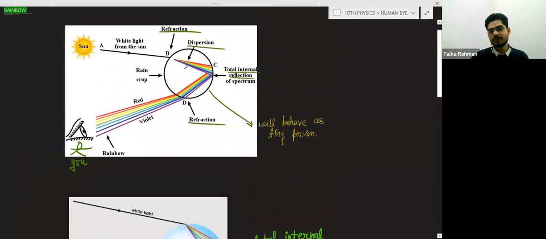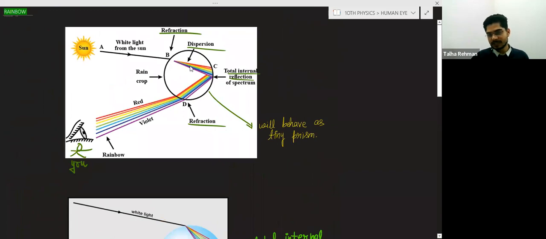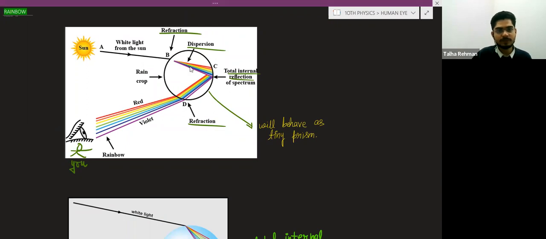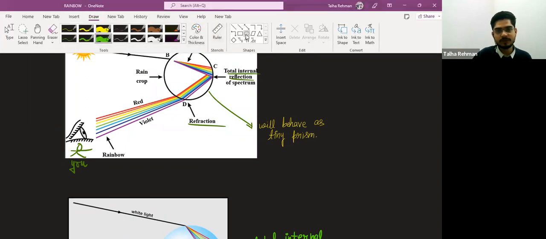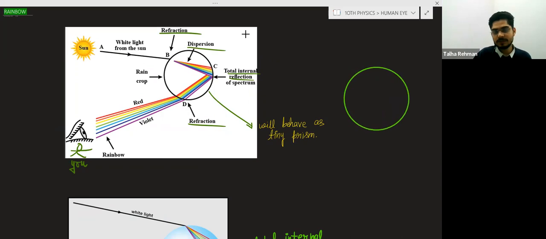Okay, you can just draw this diagram. So these rays you can just show like this. You have to draw a circle first like this. This is a circle, and here you will show that a ray of light is entering like this, and from here you will show the splitting like this.